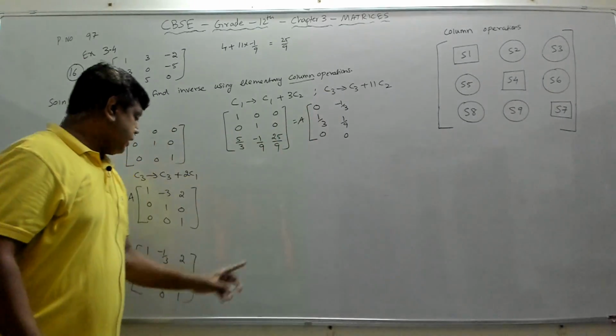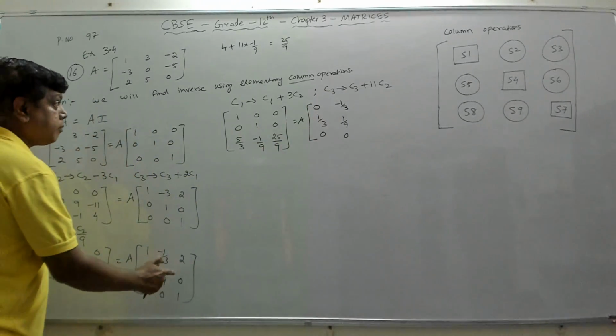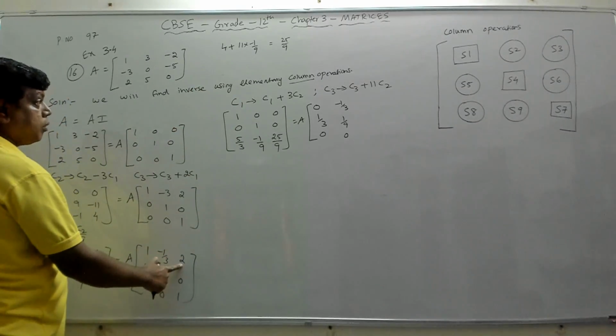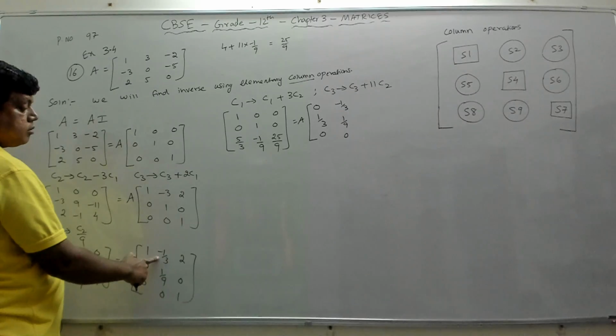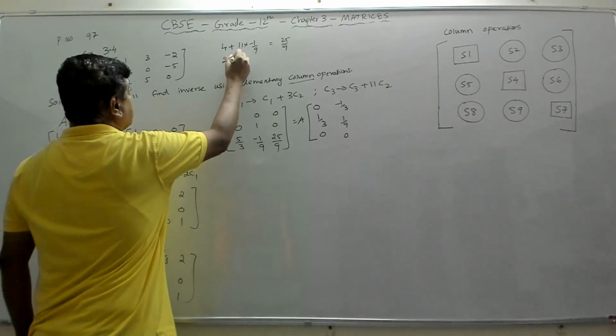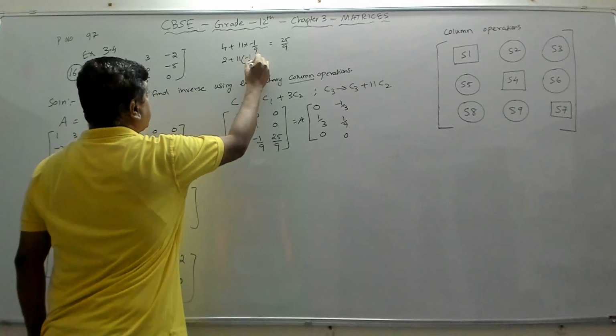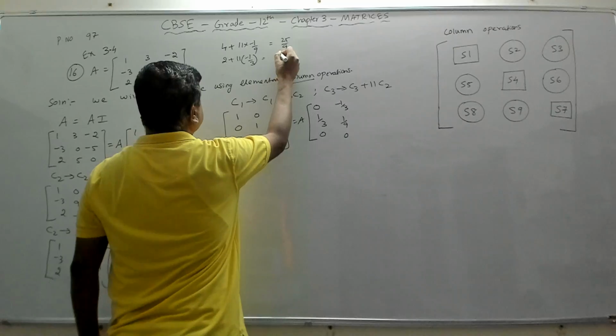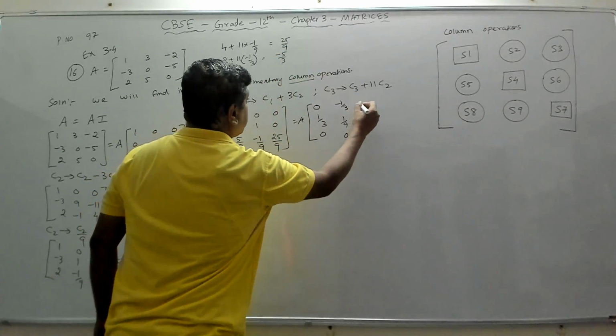Now column 3 is getting changed. Column 3 is this. This is what? C3 plus 11 times C2. So 2 plus 11 times minus 1 by 3. That will be 2 plus 11 times minus 1 by 3, which will give me 6 minus 11, which is minus 5 by 3. You get minus 5 by 3.